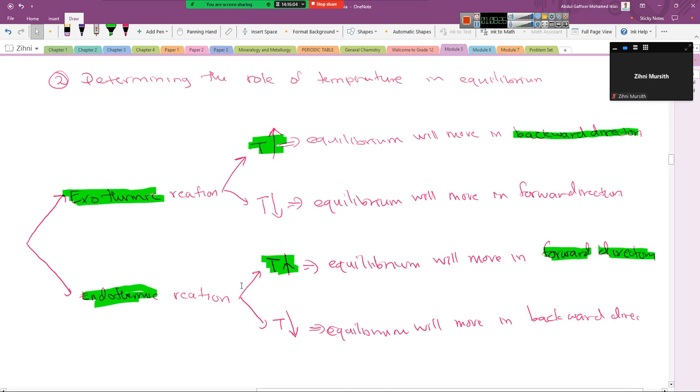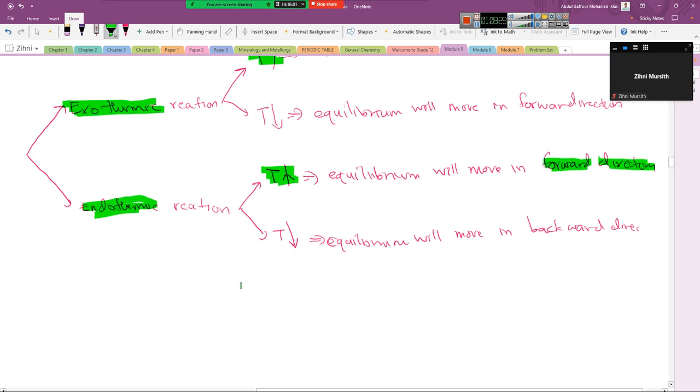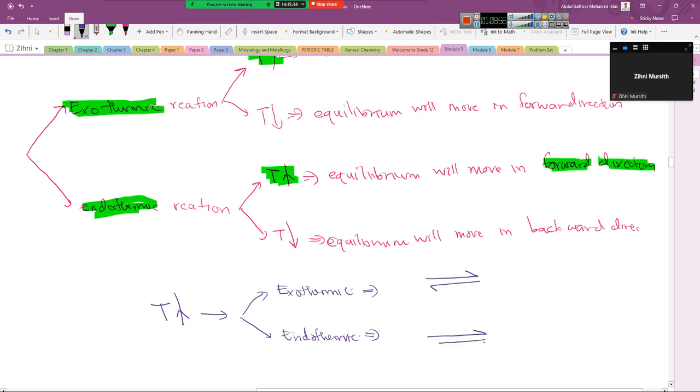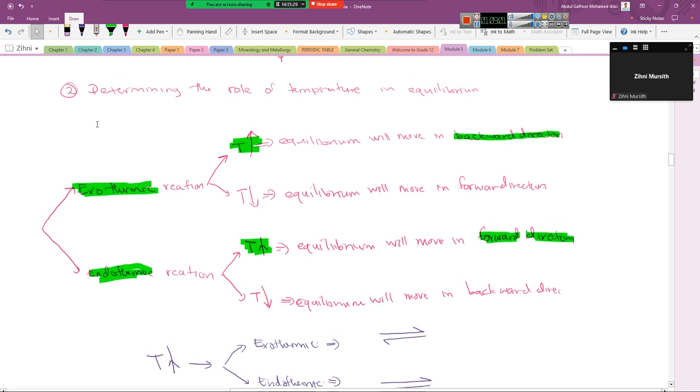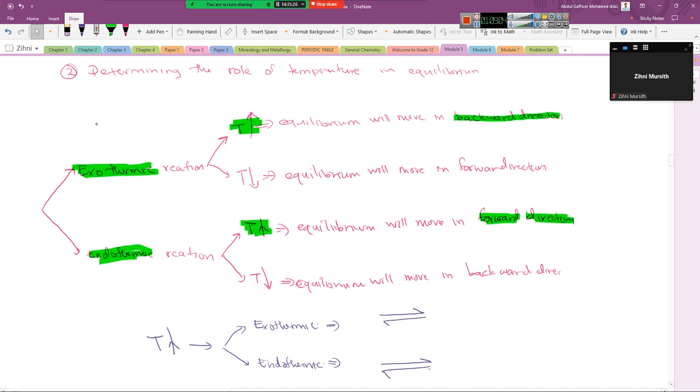So in other words, we can write this in this way also. When we increase the temperature, if the reaction is exothermic, or if the reaction is endothermic, right? So what will happen? Now here the reaction, we will indicate using a double arrow mark, right? So when we increase the temperature, just try to understand this.